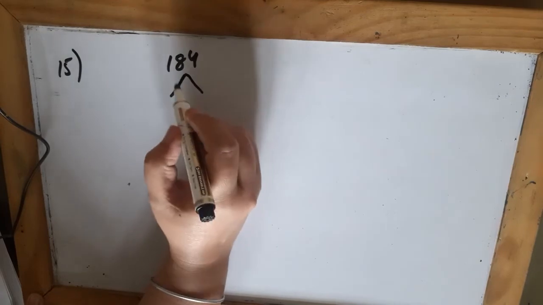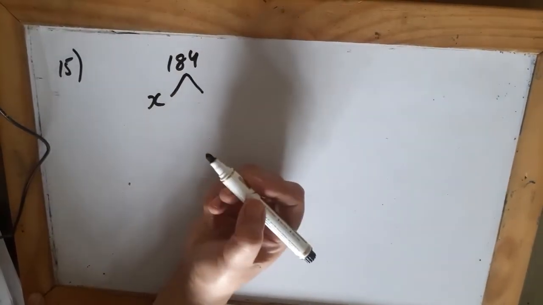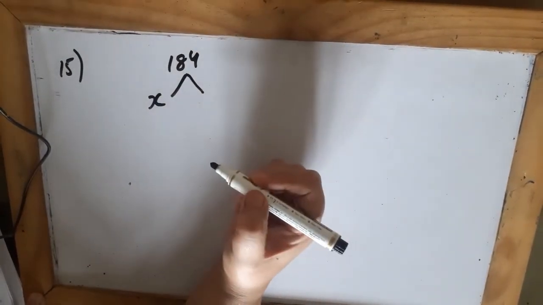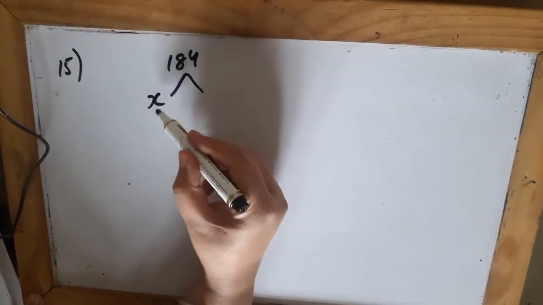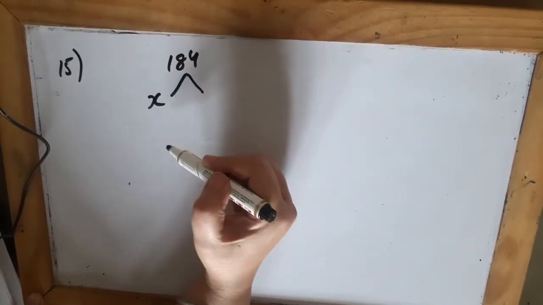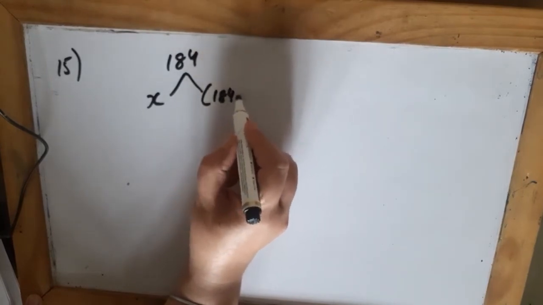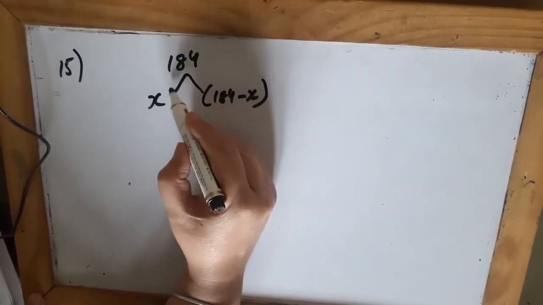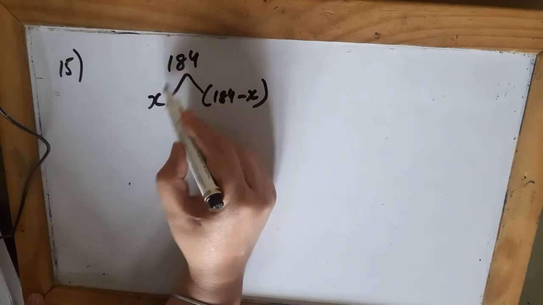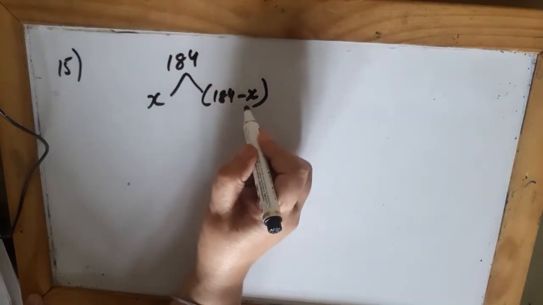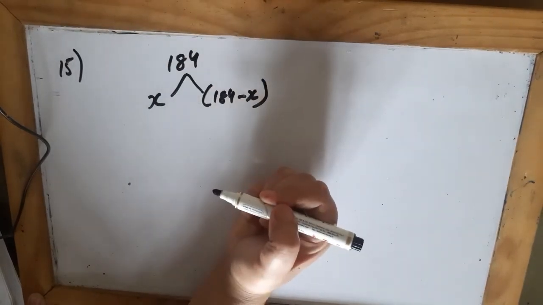I will say let the one part be x, and what will be the other part? अगर 184 में से एक part x है, so what will be the other part? जो इसमें से बच जाएगा, means 184 minus x. 184 में से ये माइनस करके जो बचेगा that will be my second part.